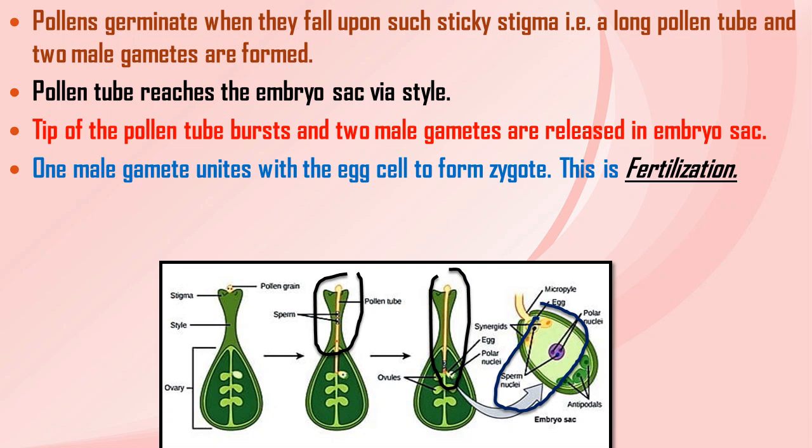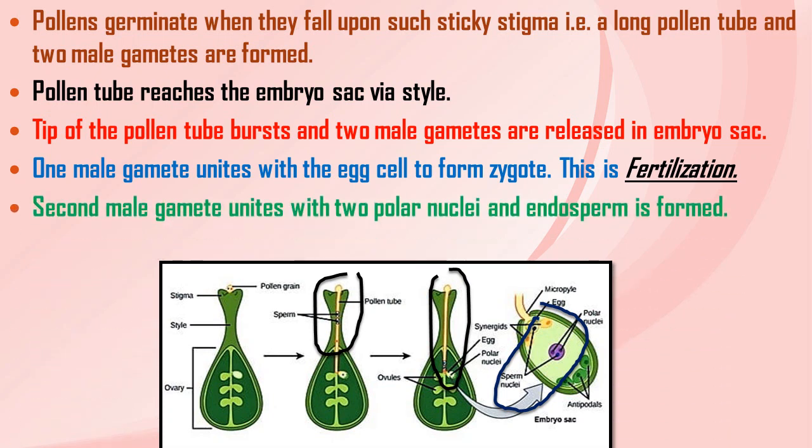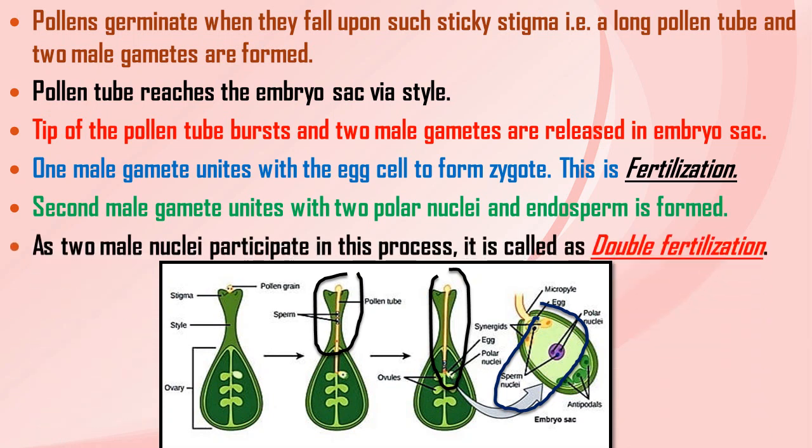Two male gametes are there, so one male gamete unites with the egg cell to form a zygote. This is called the fertilization process. The second male gamete unites with the polar nuclei present in the center of the cell, and endosperm is formed. As two male nuclei participate in this process, it is called double fertilization.